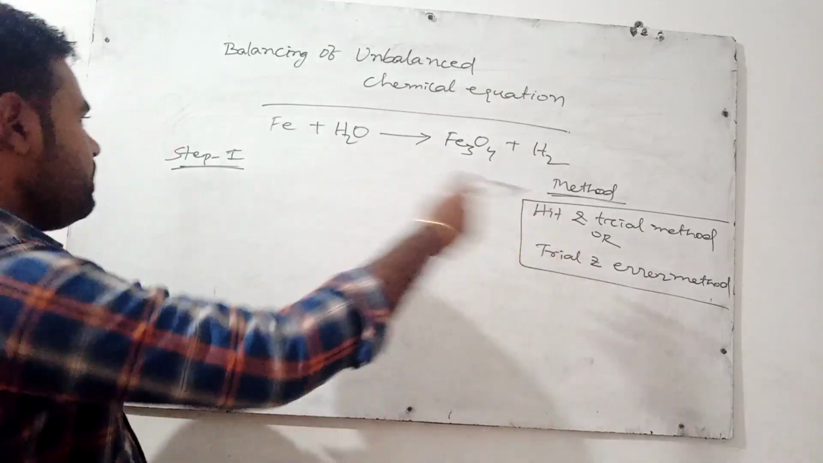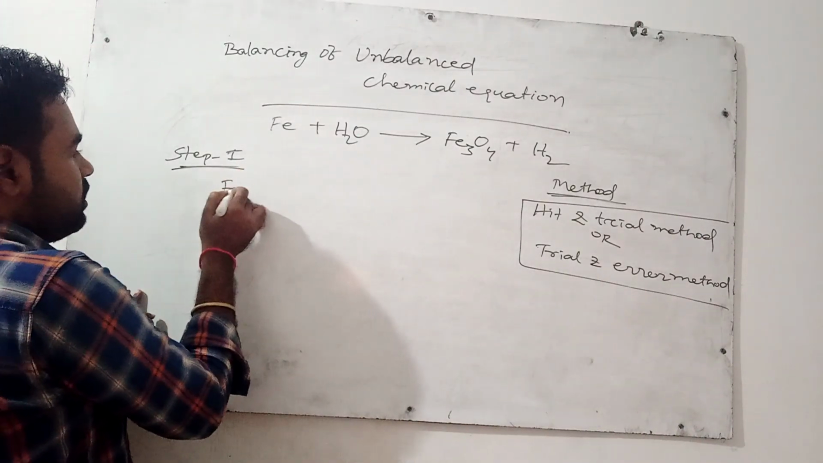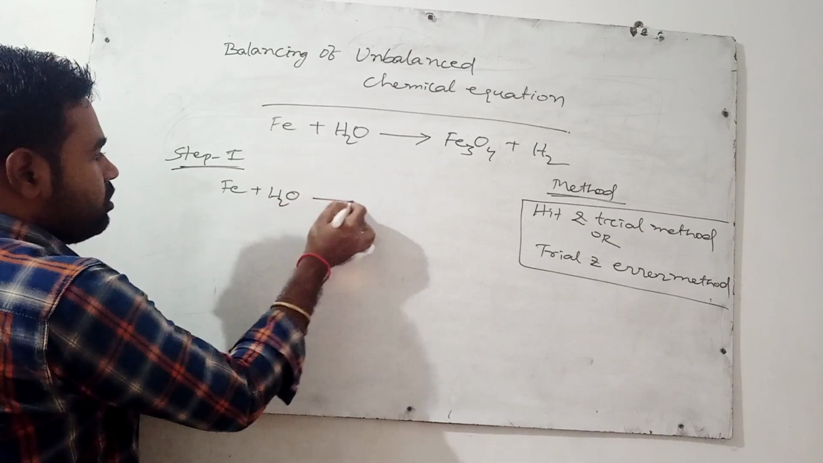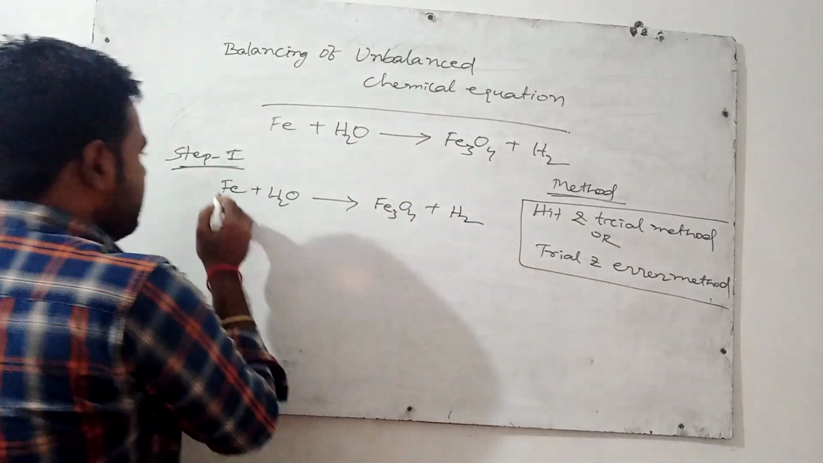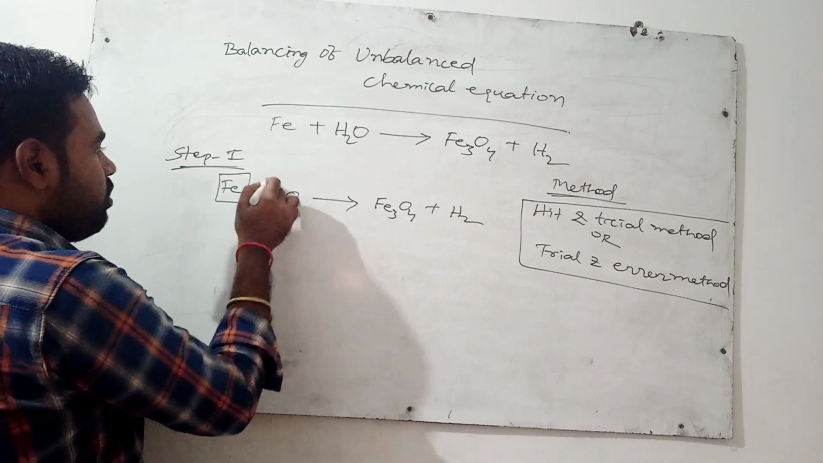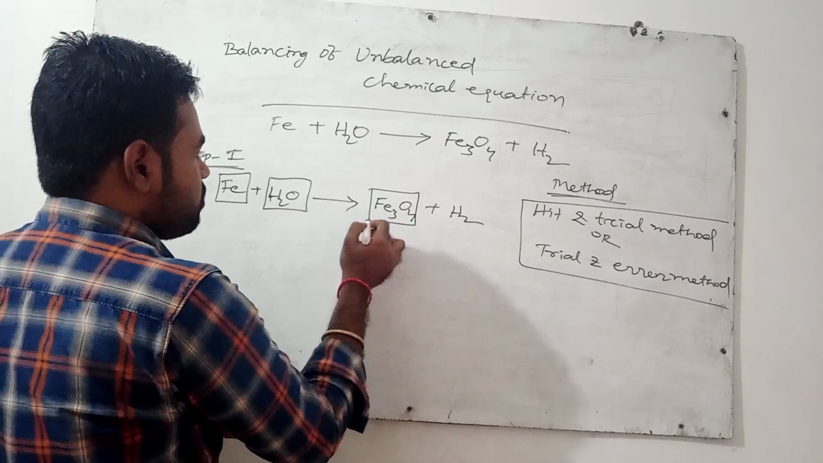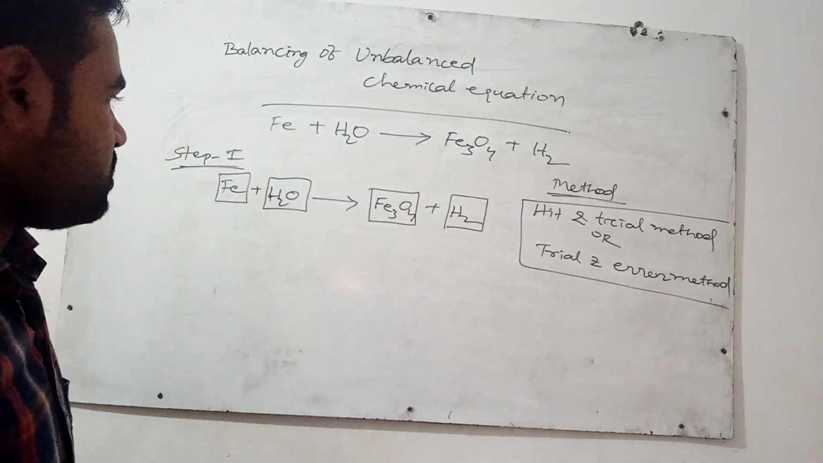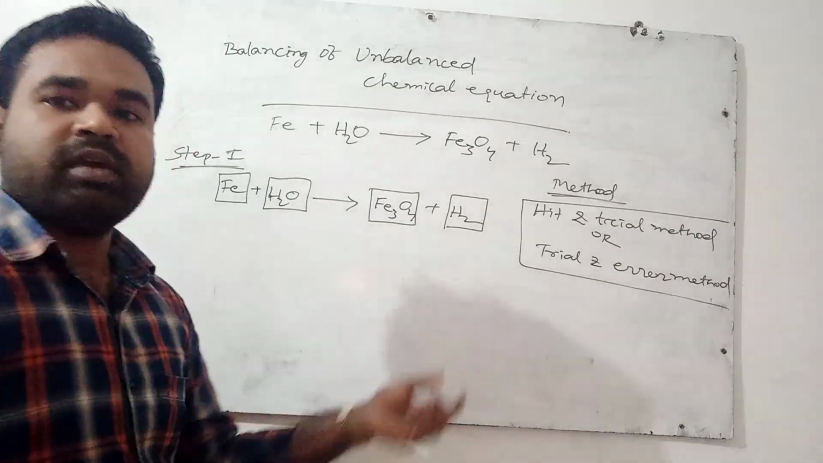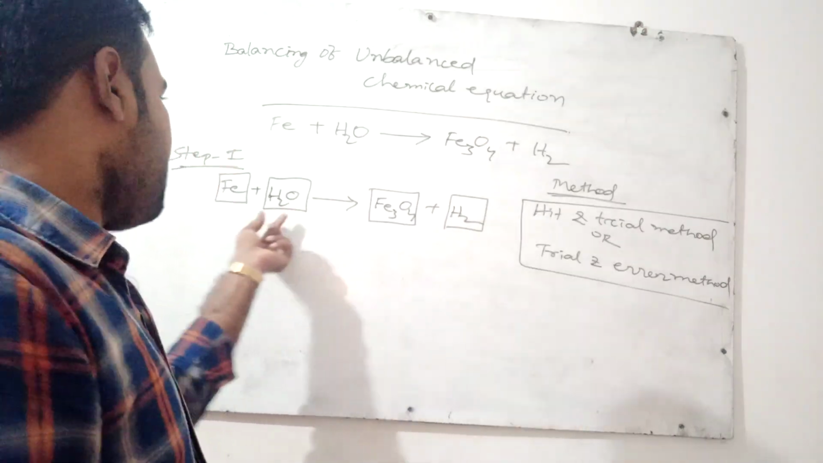So in step 1, what do we do? The equation that is given, you have to rewrite it and make a box around the symbols or formulas given. Why do you need to apply these boxes? Because we cannot make any change inside these boxes. We just change outside the boxes.